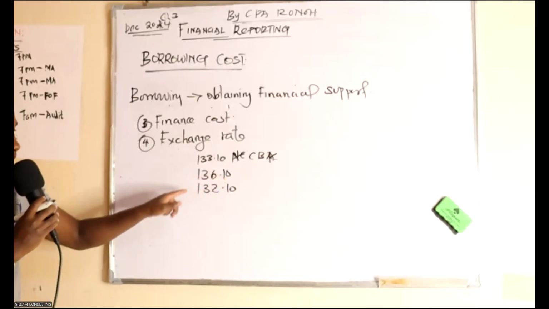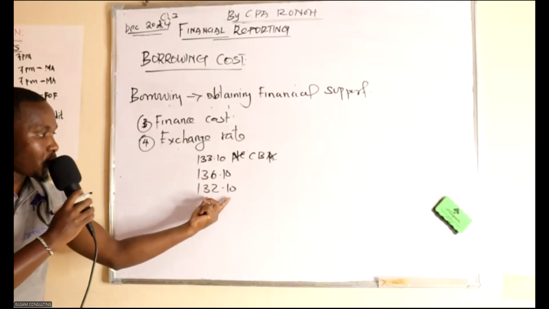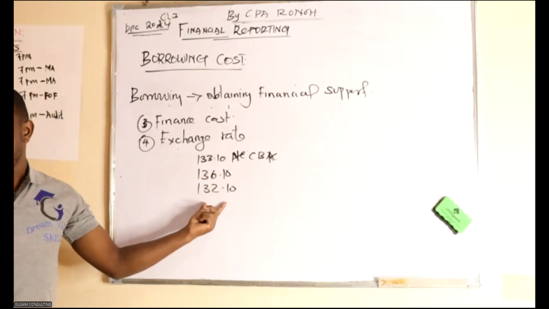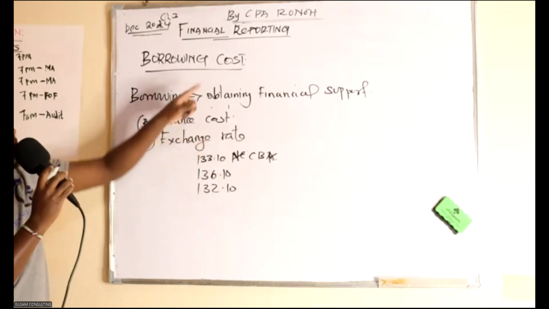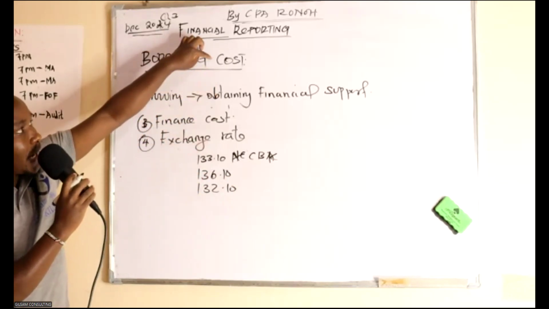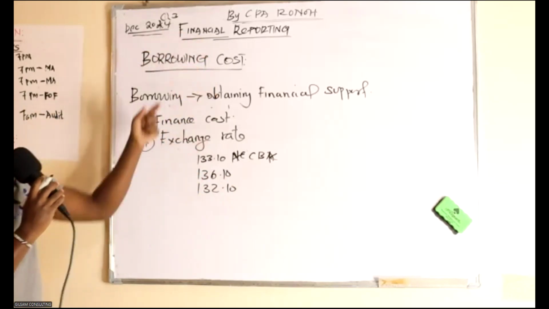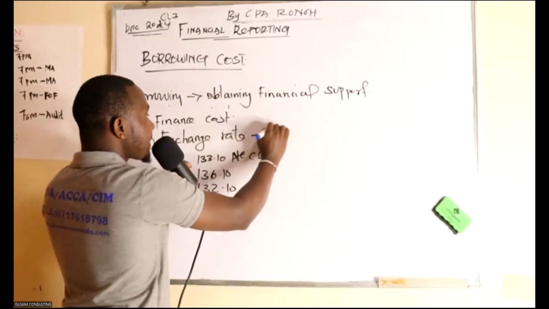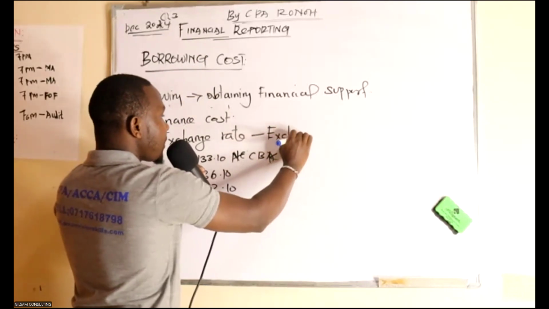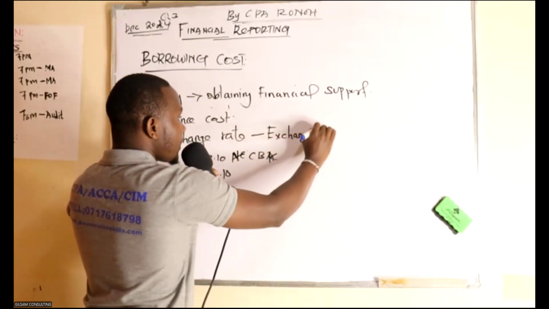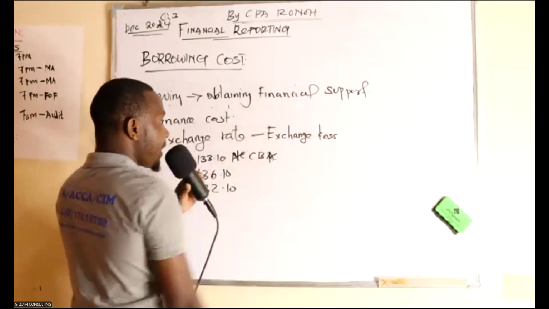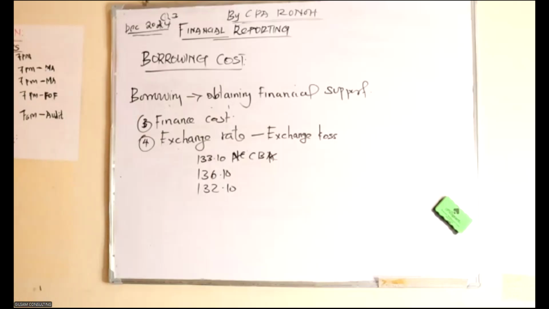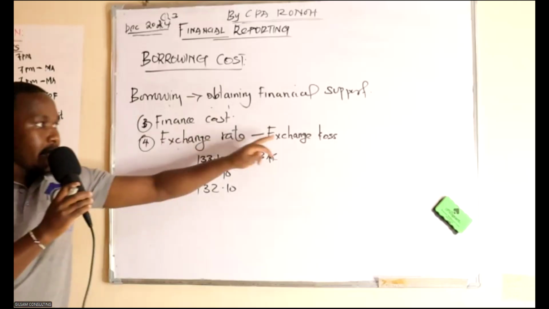So if they are making a loss, then we have to account for this loss, and this loss is what we refer to as a cost. So here you must account for what is called exchange loss. In the P&L under comprehensive income, we have to account for exchange loss.